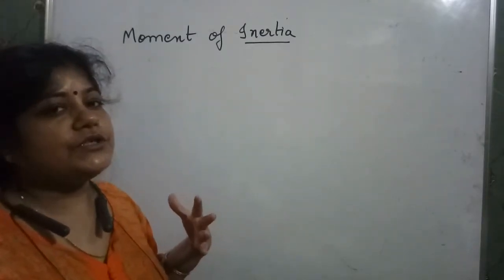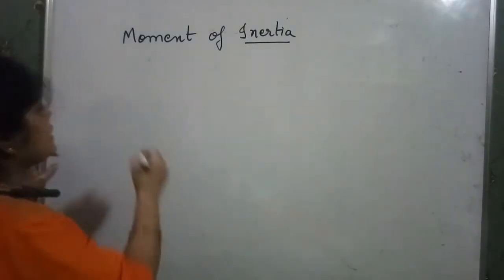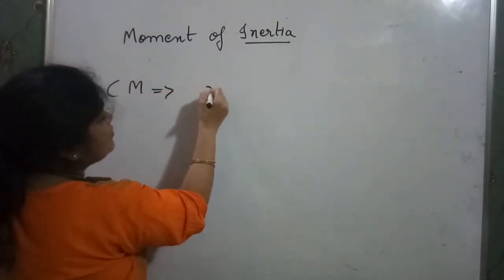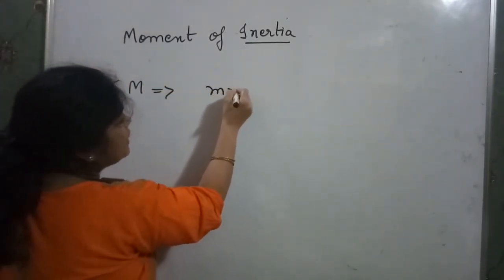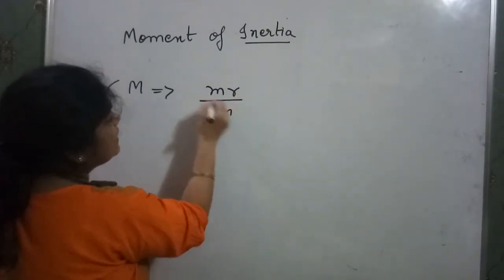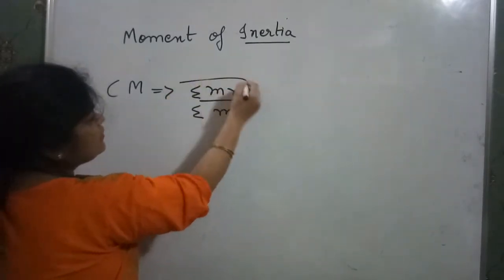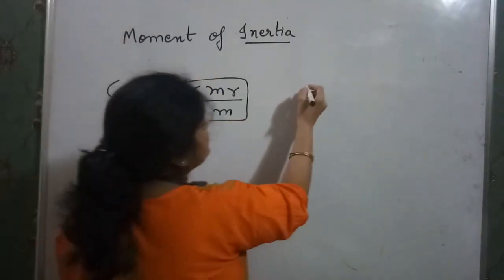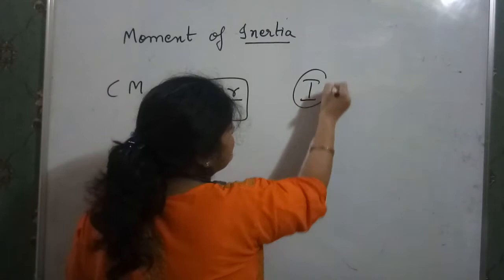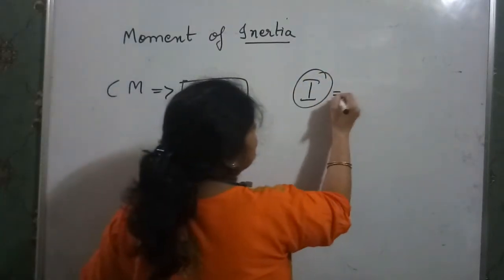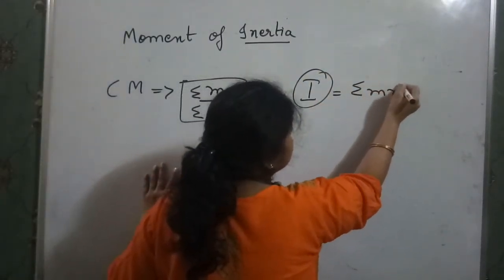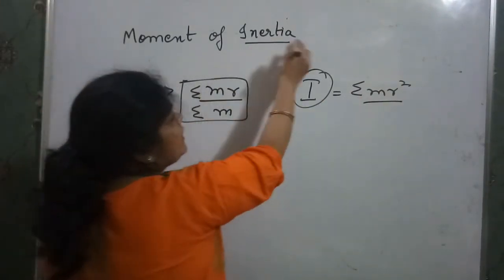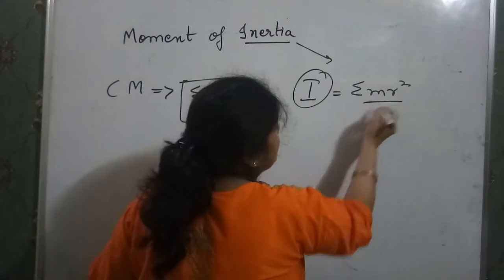What is moment of inertia? Simply, in the case of center of mass, what we do? We take the sum of mass times distance, divided by total mass. So this is the center of mass. What is the difference between center of mass and moment of inertia? Moment of inertia is represented by capital I and its value is sigma m r square. Here we have sigma m r over m; in moment of inertia we have sigma m r square.